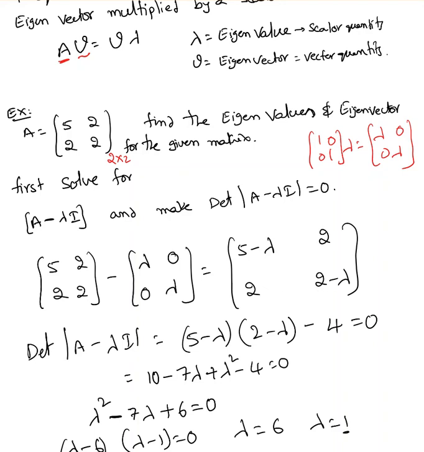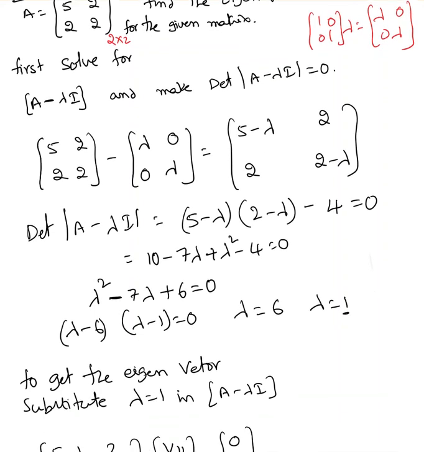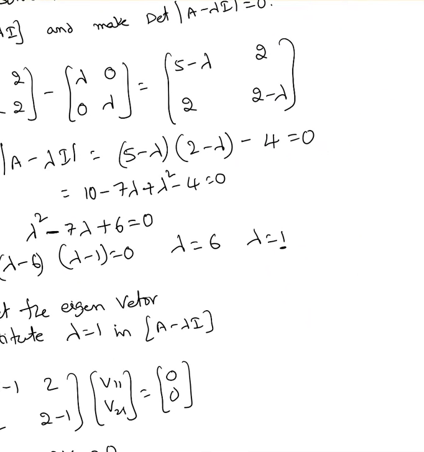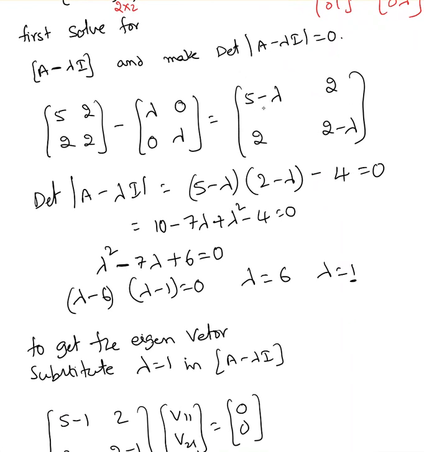Now find the determinant of this A minus lambda I. So when I find the determinant, it's 5 minus lambda times 2 minus lambda, minus 2 times 2, which is 4. So I end up with 10 minus 7 lambda plus lambda squared minus 4. I end up with lambda minus 6 times lambda minus 1 equal to 0. So here I end up with two values, lambda equal to 6 and another lambda equal to 1. I can call them lambda 1 and lambda 2.